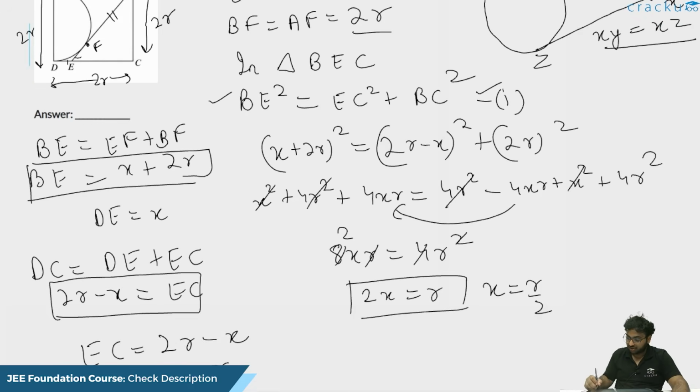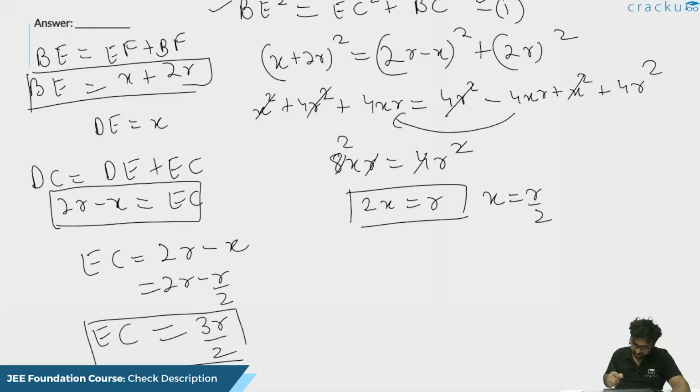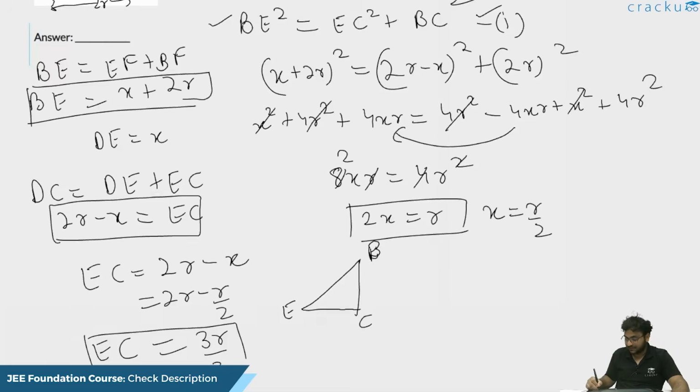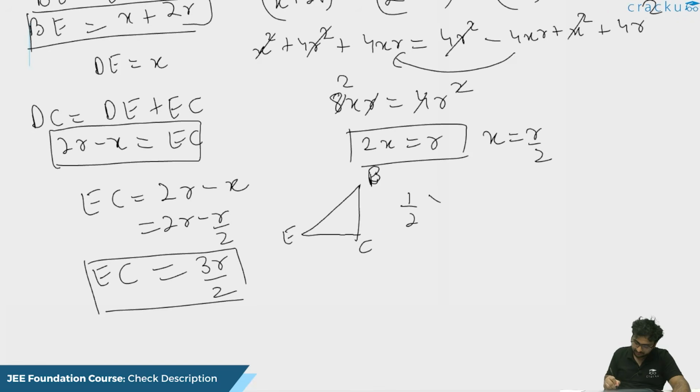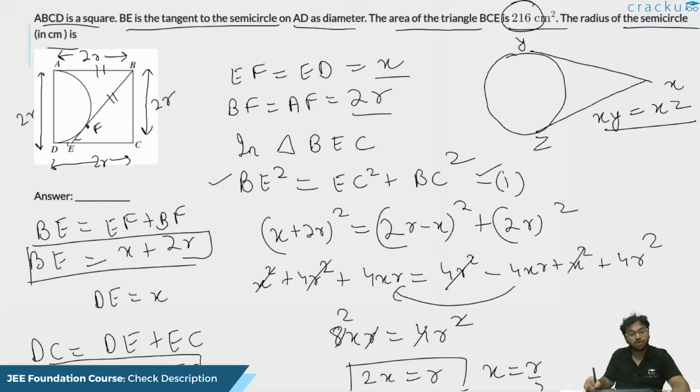Now, you know, the area is also given. Area of the triangle BCE will be what? So area of triangle BCE would be what? Half base. Base is what? EC into height, which is BC. This is equal to what? So this is equal to 216.